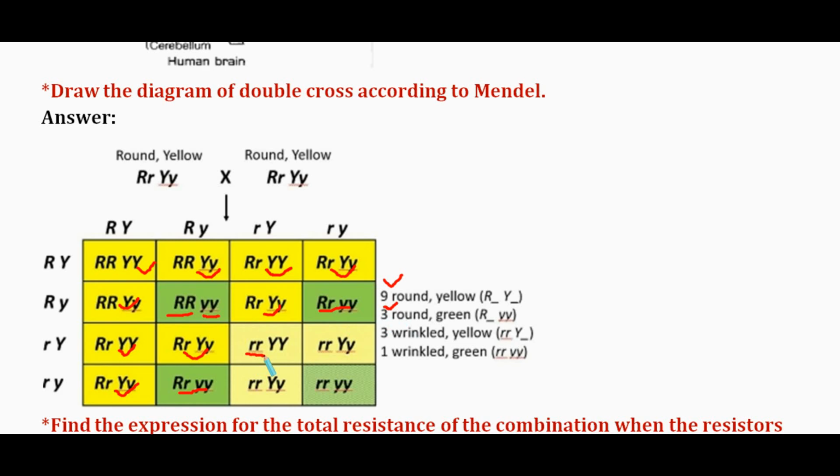Next, small r, it is wrinkled but yellow, wrinkled yellow, wrinkled yellow. So three wrinkled and yellow. Now last is small r, small y. This is wrinkled and green, 1. So the ratio of phenotype is 9, 3, 3, and 1.